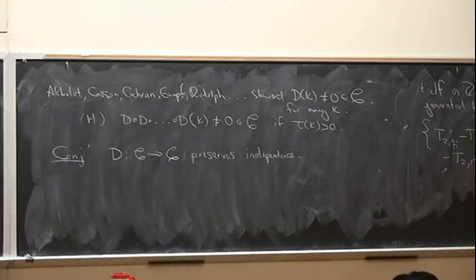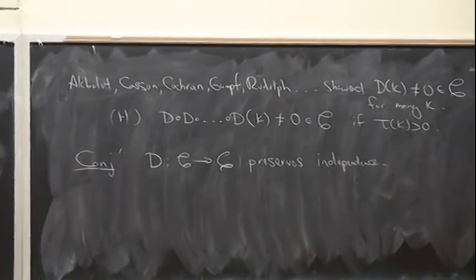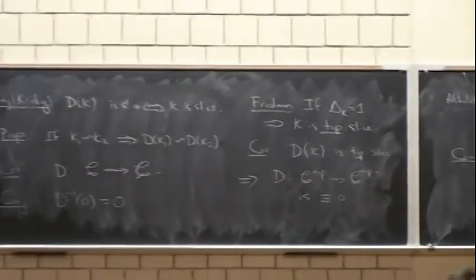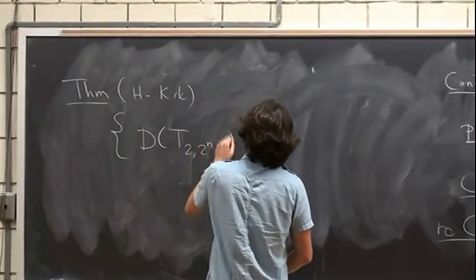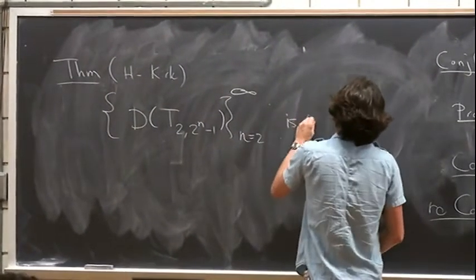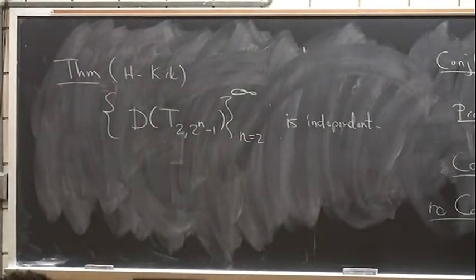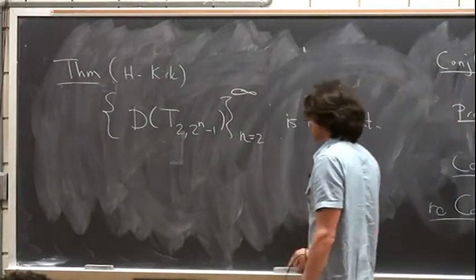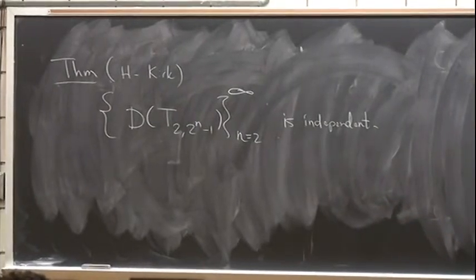So the theorem that we have in this direction is some indication that maybe this conjecture is quite similar to the original one. This is joint with Paul Kirk. It says if I look at the Whitehead doubles of the 2^n minus 1 torus knots, this set is independent. And the result of Livingston I mentioned earlier says that the torus knots themselves were independent. So this is a verification of this refined conjecture in a particular case. Again, this holds in somewhat more generality, but it doesn't hold for all torus knots by the method that we have so far.